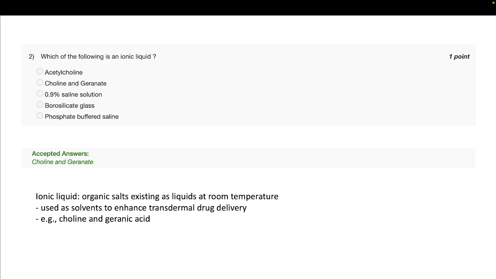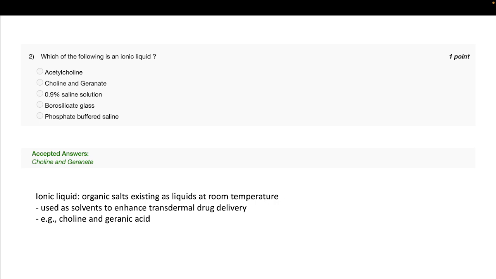They're mostly used to enhance transdermal drug delivery. As you might remember, when you're doing transdermal delivery, you have dead skin cells which are rich in lipids. So if you directly put something through the transdermal route, the drug might not get absorbed. To clear away the lipid layer, you can use certain liquids such as choline and geranic acid, which will dissolve the lipid layer and let your drug pass through it.